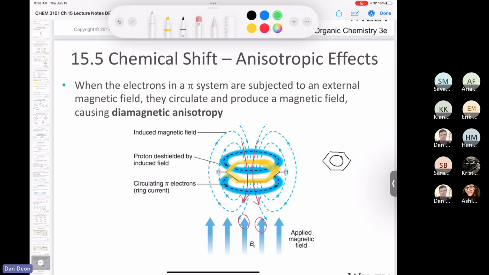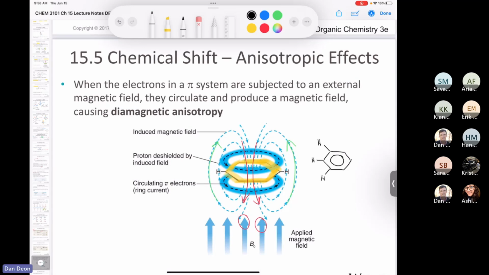But check this out. I'll highlight it in green. The field lines going on the outside are opposite. They're going along with the externally applied magnetic field. Well, where are the protons in an aromatic ring? They're on the outside, okay? And so what ends up happening to the aromatic protons is they feel not only B0, but they feel this magnetic field that was made by the circulation of the electrons in the aromatic ring, the pi electrons. So now they have this huge magnetic field acting on them.